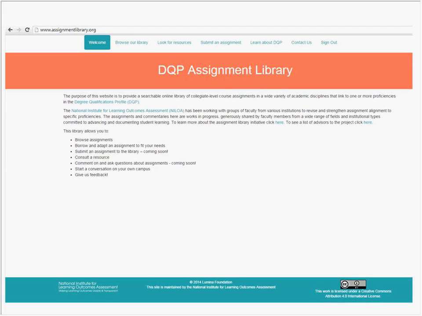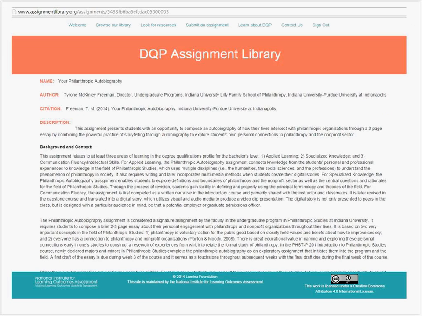And then when you do that, let's go to the next slide, you'll call up an actual entry in the library. And here's what you'll see. The name of the assignment, this one is from someone in philanthropic studies at Indiana University Purdue University Indianapolis. The author, you see the citation that I mentioned, and you see a pretty short little elevator speech about what it is.